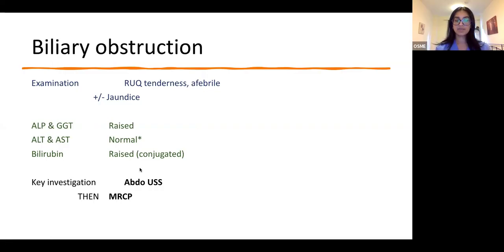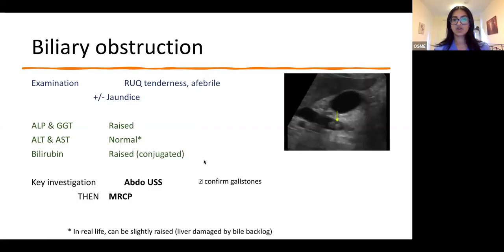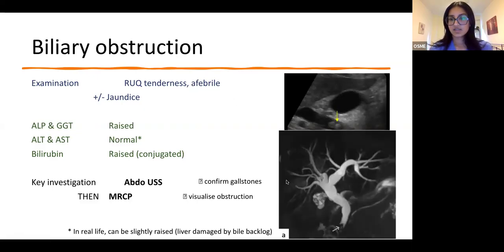So first you do an abdo ultrasound and you follow that by doing an MRCP because that lets you visualize exactly where the stones are in the biliary tree. But yeah, it can be slightly raised as well, the ALT and AST, as the obstruction will damage the liver. And this is what the MRCP would look like.